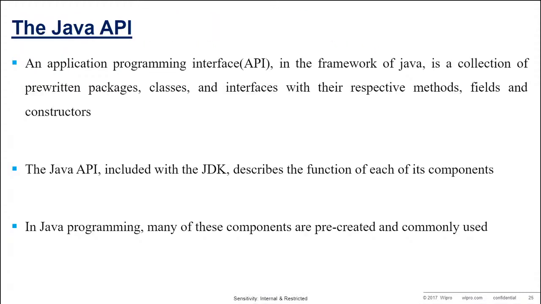And then the Java API. It's the framework which is a collection of all the predefined packages, classes, interfaces, variables and other things. This API is included with the JDK itself, and JDK stands for Java Development Kit, and this JDK will get automatically installed in your machine with the installation of Java software.